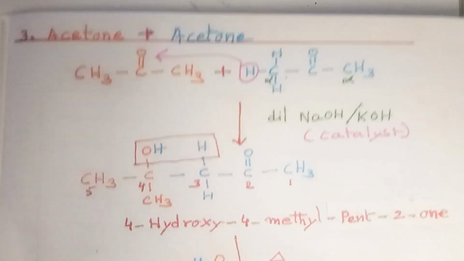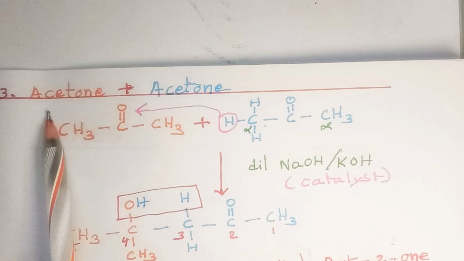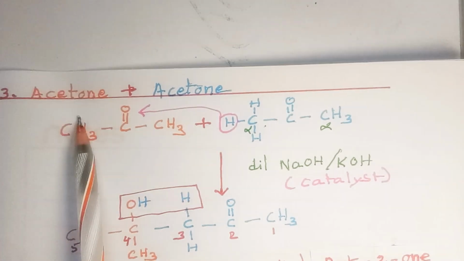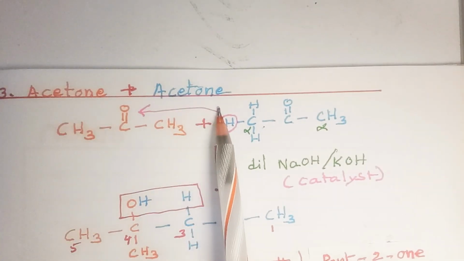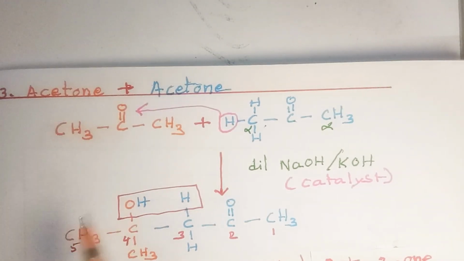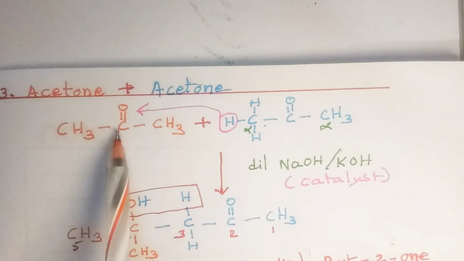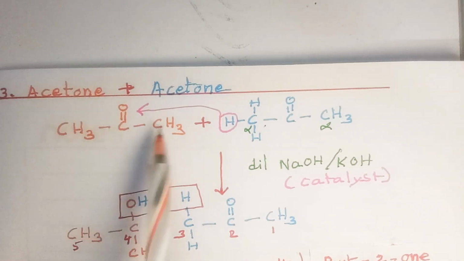Let us see what happens if an acetone, that is a ketone, combines with another ketone. Acetone plus acetone. So the first reactant we write as it is. This is written in yellow ink. CH3 C double bond O CH3.